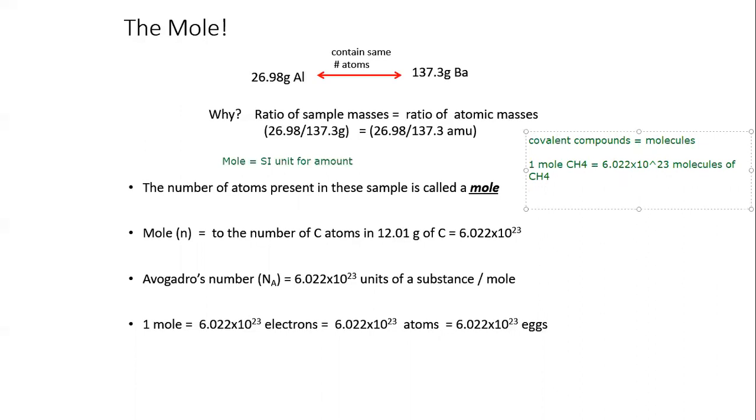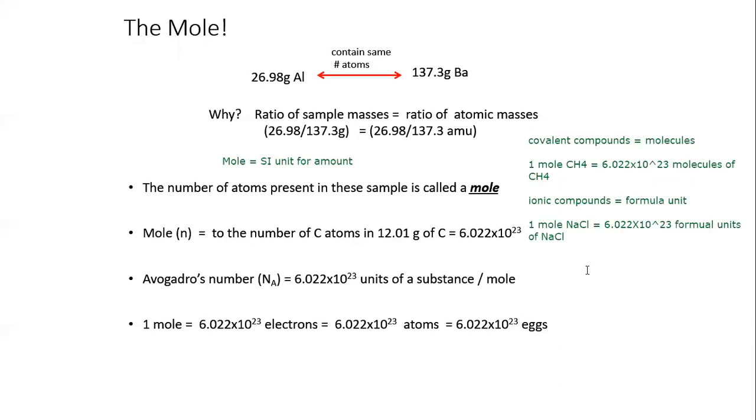Now, if we're dealing with ionic compounds, they're made up of, of course, ions, but the actual entity that makes up an ionic compound is a formula unit. It's similar to what a molecule is for covalent compounds. You can think of it as a molecule. It's not really a molecule, but you can think of it as a molecule for ionic compounds. And so if we had 1 mole of NaCl, we would have 6.022 times 10 to the 23rd formula units of sodium chloride.